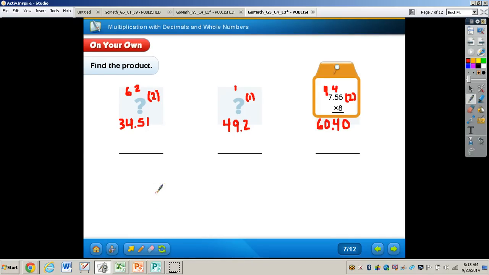Okay, you should have had 60 and 40 hundredths, or you can even have 60 and 4 tenths. Why did I put my decimal between the 0 and the 4? Because I have 2 digits to the right of the decimal within all of my factors, so that means 2 digits to the right of the decimal within my product.